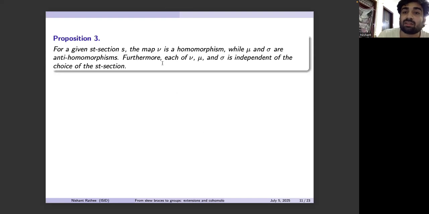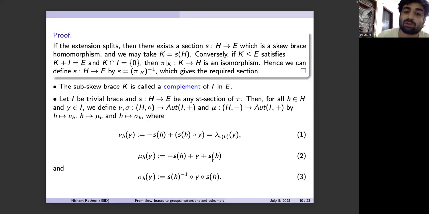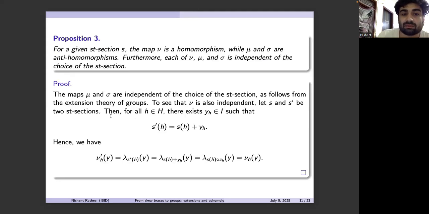So nu is a homomorphism, while mu and sigma are anti-homomorphisms, and each of nu, mu, and sigma is independent of the choice of section. It follows from group theory because these are the actions corresponding to the group extension induced by a skew brace extension. So these will always be independent of the choice of section. We only need to check that the map nu is independent of the choice of section. The maps mu and sigma are independent of the choice of section from the extension theory of groups.